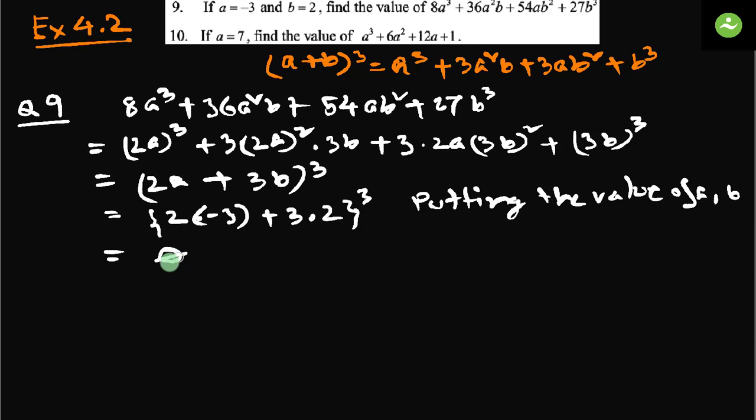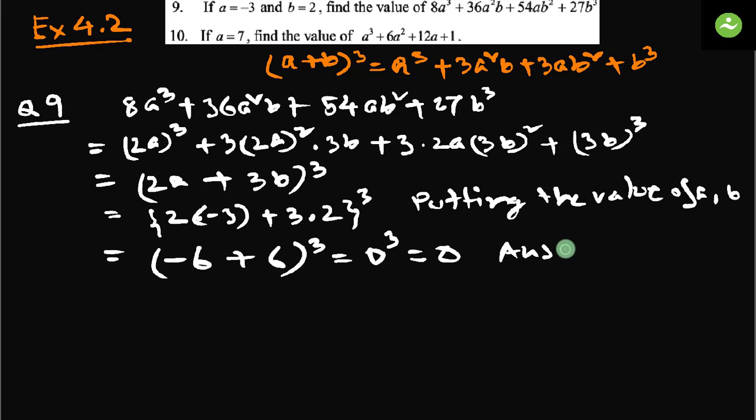How? Okay, let us write it. Let's write the detail. 3 into 2 means minus 6, plus 3 into 2 means plus 6, whole cube equals 0 cube equals 0. Answer is 0.